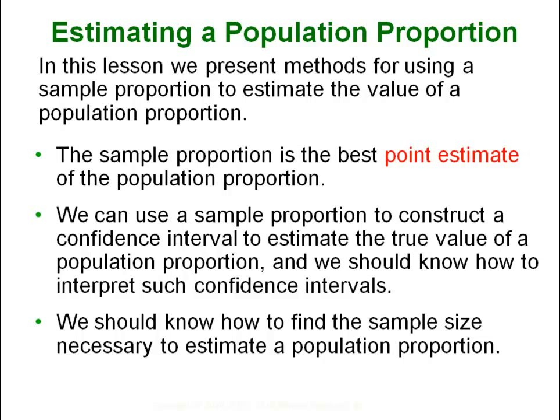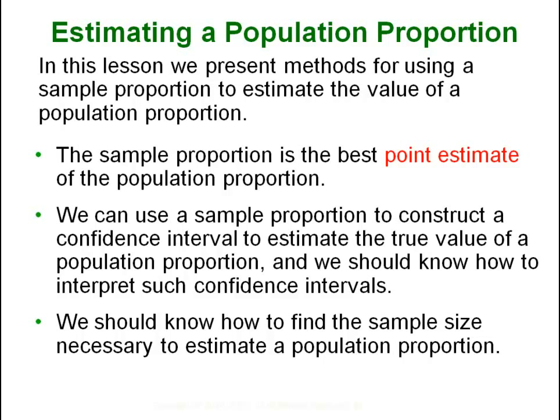First, we're going to learn how to estimate the population proportion. We're going to construct a confidence interval around that estimate to give us a better idea of what's happening in the population. And then later on we're going to figure out how big a sample size we need to gather in order to get our confidence interval down to a certain size.